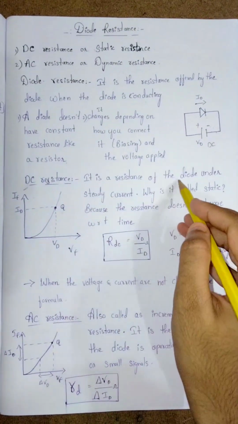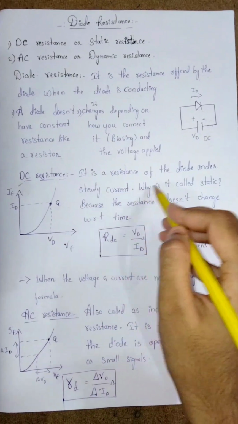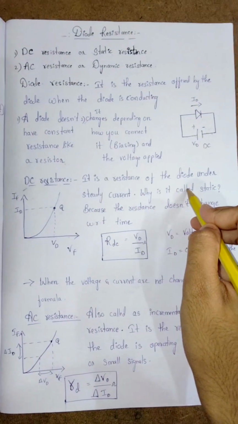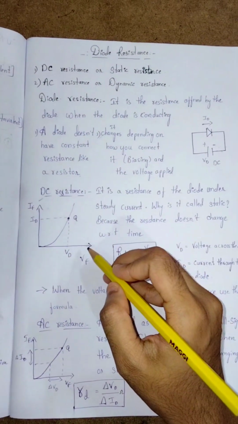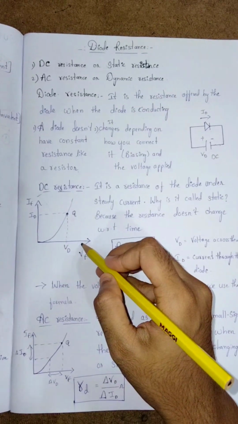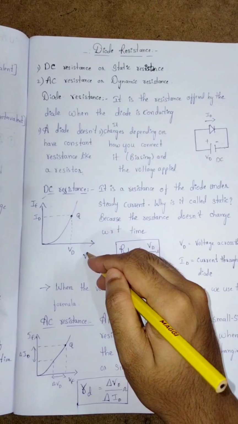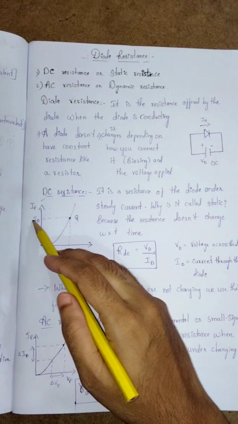It is the resistance of the diode under steady current. Why is it called static? Because the resistance does not change with respect to time. If we connect a DC voltage to the diode, based on the voltage given here, we'll be getting a fixed ID.